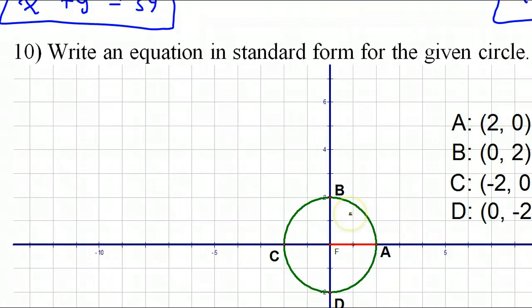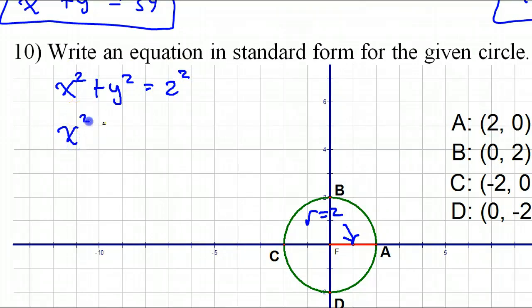Write an equation. Well, okay, the key is that the radius is 2. That's the key. So then the equation is x squared plus y squared equals 2 squared. X squared plus y squared equals 4.